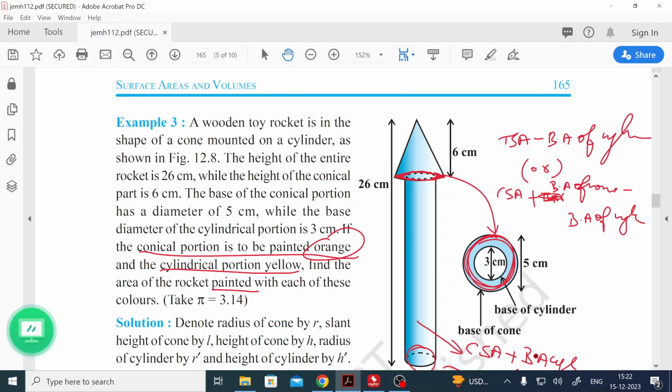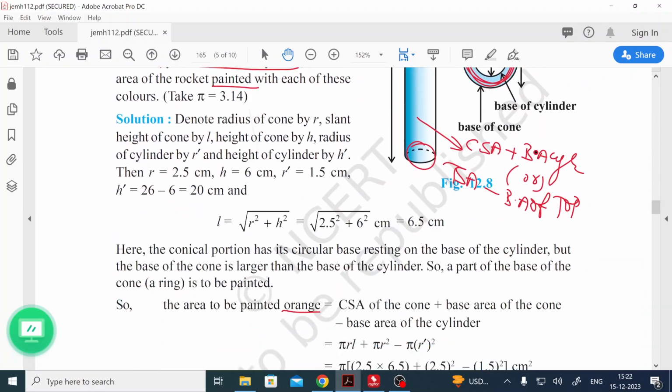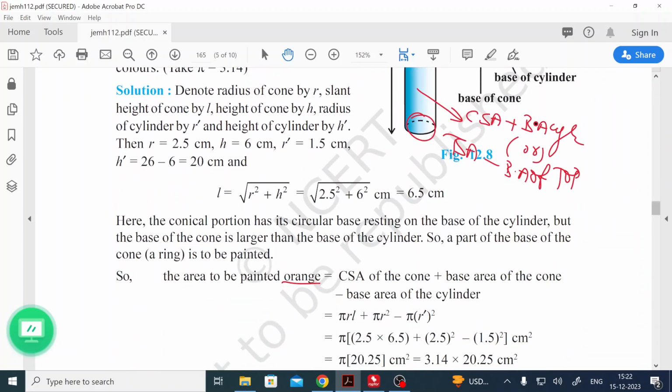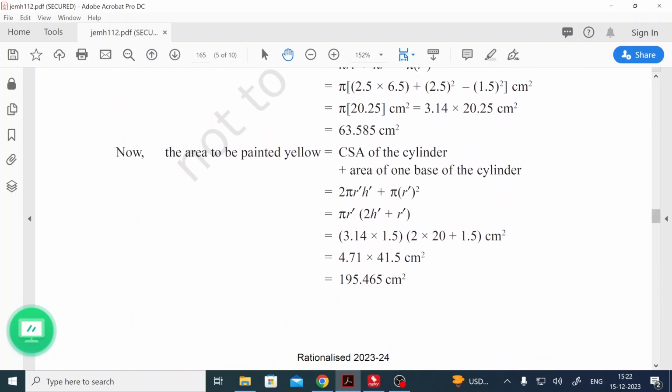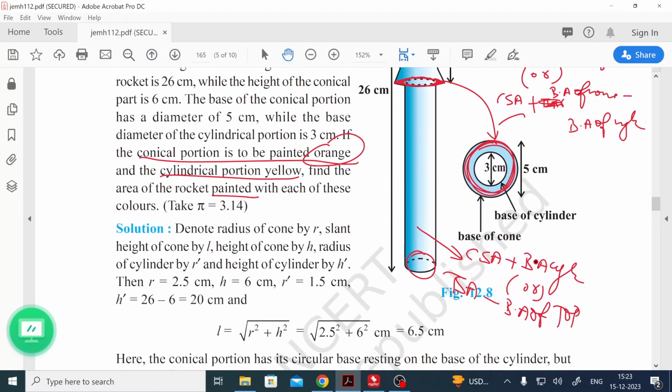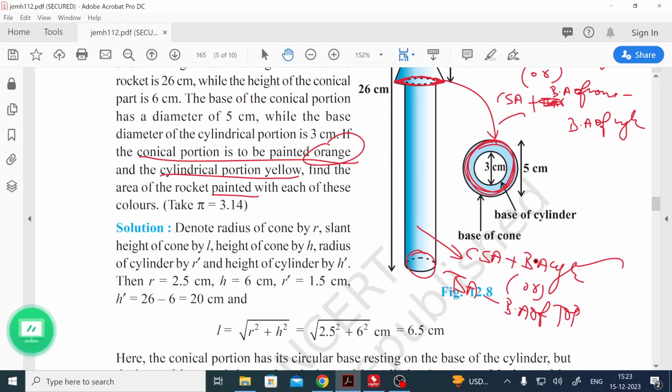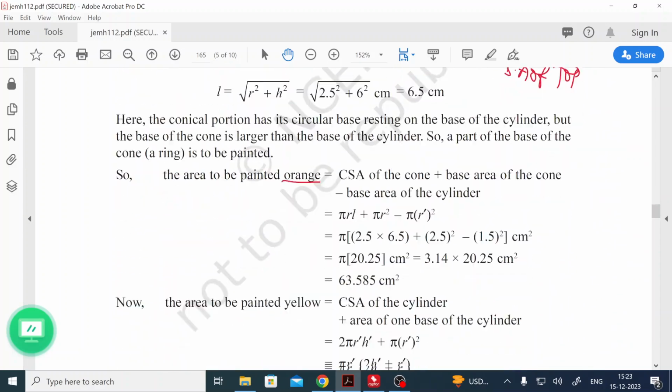Commonly we can write like this, enough. Everything is the same only. The second thing they followed in the textbook: base area of cone minus cylinder they did. Everything is the same only. You do it carefully, you will be getting it. CSA of cylinder plus base area of cylinder, they used the first one here, they didn't go for the second.